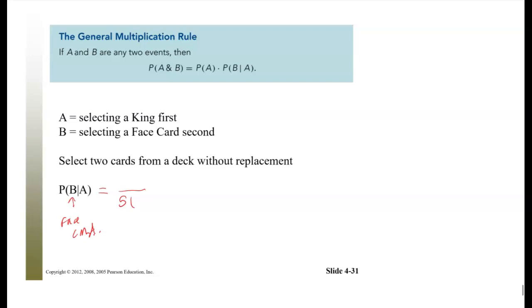Now, remember, we're trying to get the probability of a face card, but we know there's a king gone. A king was one of those 12 face cards, so we no longer have 12 face cards in our deck now. What do we have left? We have 11 face cards. So our 11 divided by 51 is 0.255.